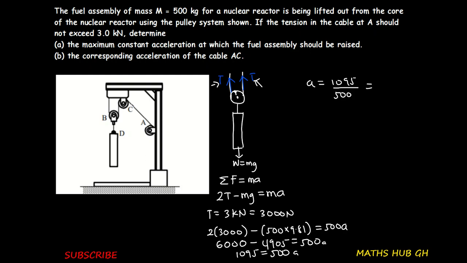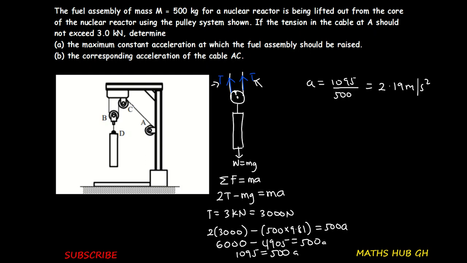So you have A to be equal to 2.19 meters per second squared. So this will be the maximum constant acceleration at which the full assembly should be raised. Okay, so now we've been asked to find the corresponding acceleration of cable AC. To do this, you are going to apply kinematics here.